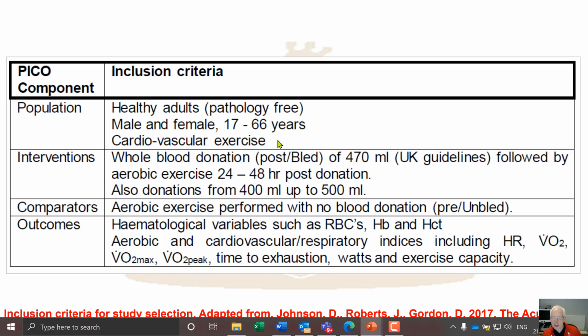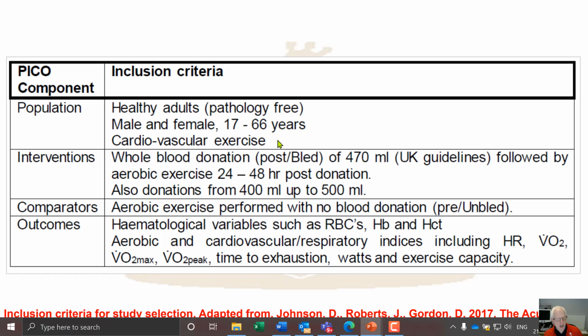Then you've got the intervention. So in this case, they had to be donating 470 mils of blood, or equivalent up to 500 mils, because the US does it slightly differently. If we then think about applied physiology of female football, well, the intervention is what? Well, the intervention has to be the game of football. But can we be more specific? Is it 11 aside? Is it 5 aside or 7 aside? Is it competitive, or can we have non-competitive games?